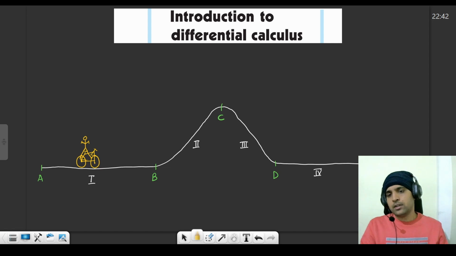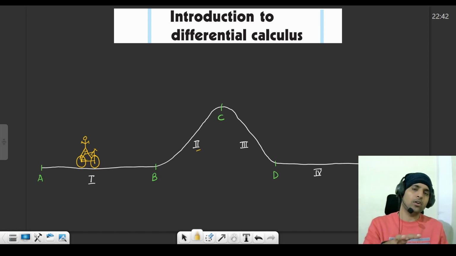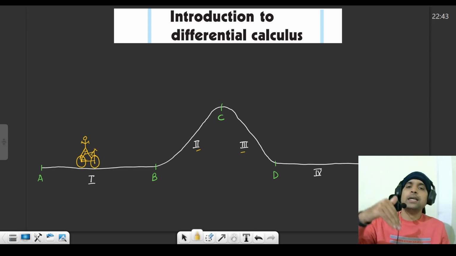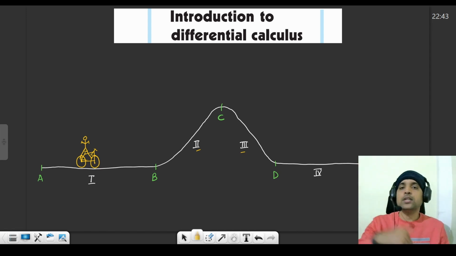Now in the second part of the journey from B to C, what will happen? Your speed or velocity is going to decrease. Obviously you'll be going up, so it will decrease. Then in the third part, your speed is going to increase. You will travel more distance in less time. And in the last part of the journey from D to E, you will again have almost uniform or constant speed, right?